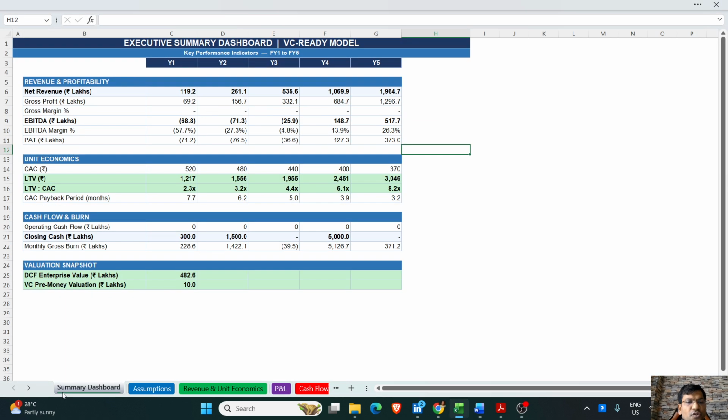Hi friends, so today we are going to look at a dashboard for a VC ready model where we are going to look at a D2C company and try to see how we can build a financial model for a D2C company. What is a D2C company? The D2C company means that it is direct to consumer.